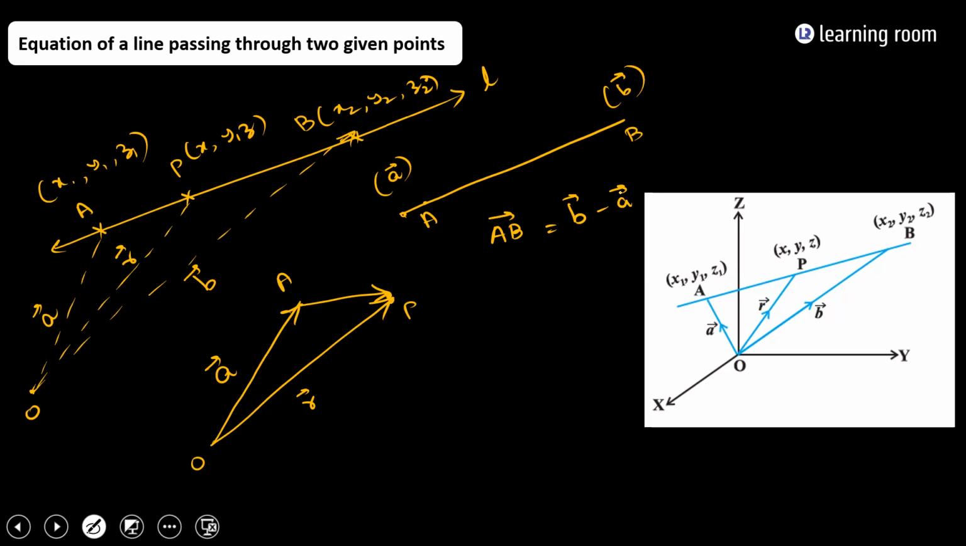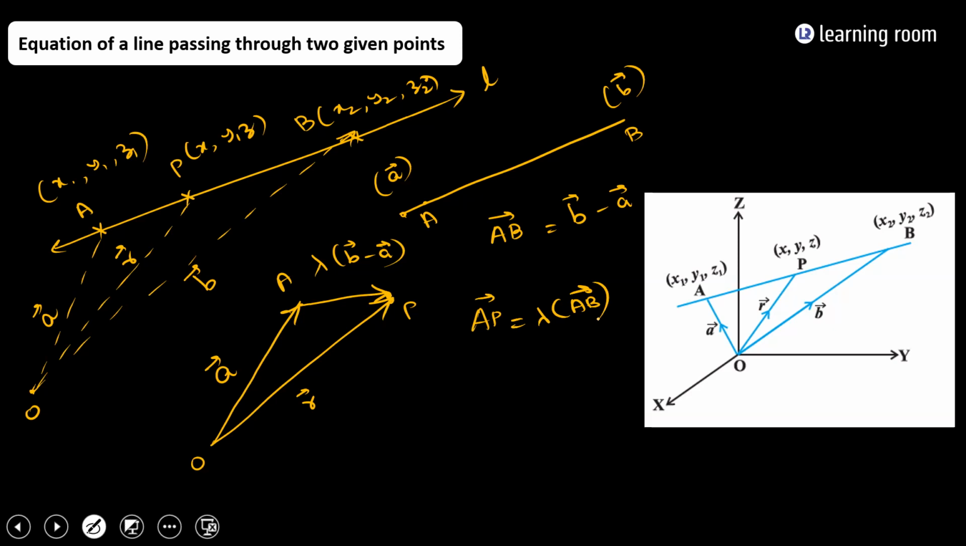When AB vector is B vector minus A vector, then AB vector will be some lambda times B vector minus A vector, because that is what the condition for collinearity of vectors tells us. That is, AB vector is some lambda times AB vector because A, B and B are collinear with respect to each other. Right? They are collinear.